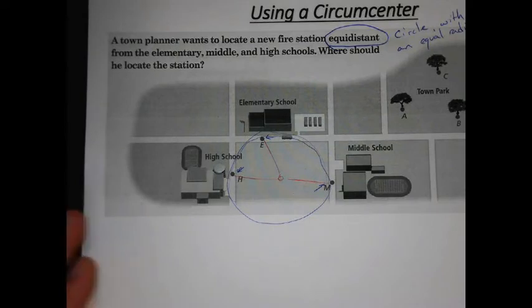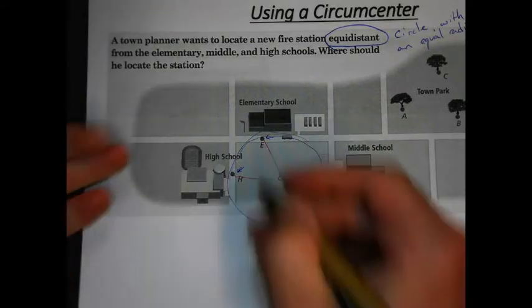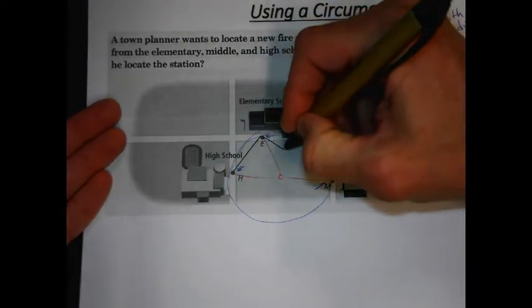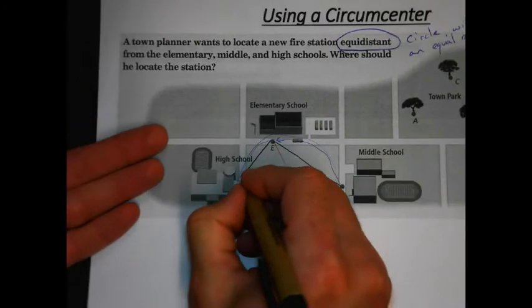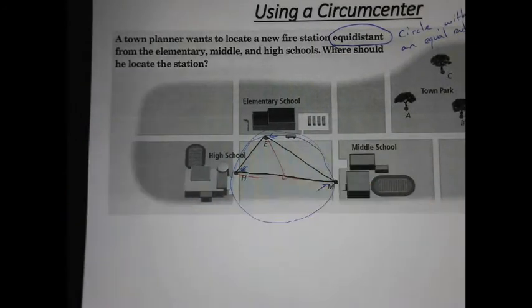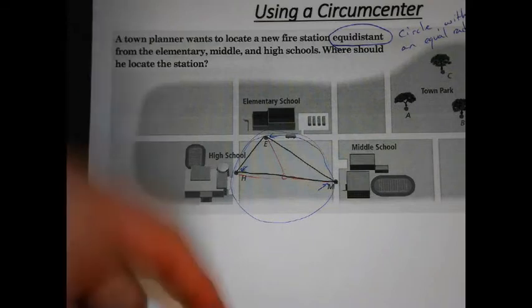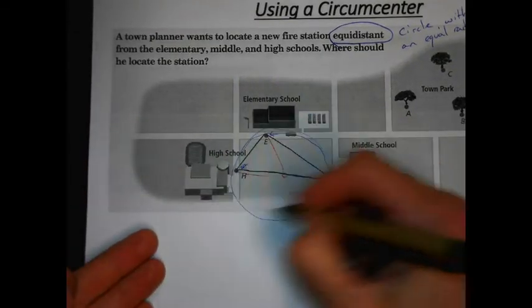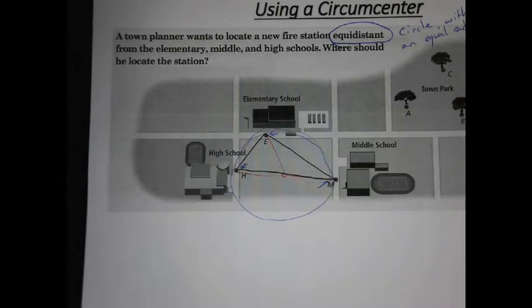So if we can think about that, we could then think, hey, well, if these three locations make a triangle, right? And seriously, you do want a fire station as equidistant to these schools as possible, okay? You have a triangle. If we find the circumcenter, we're all set. So where should he locate the station? At the circumcenter.